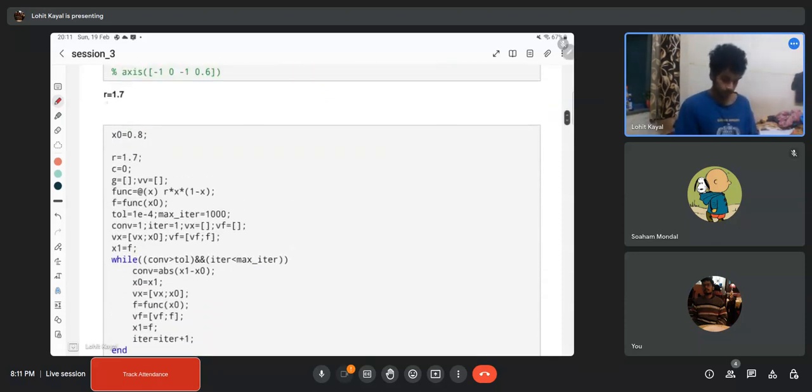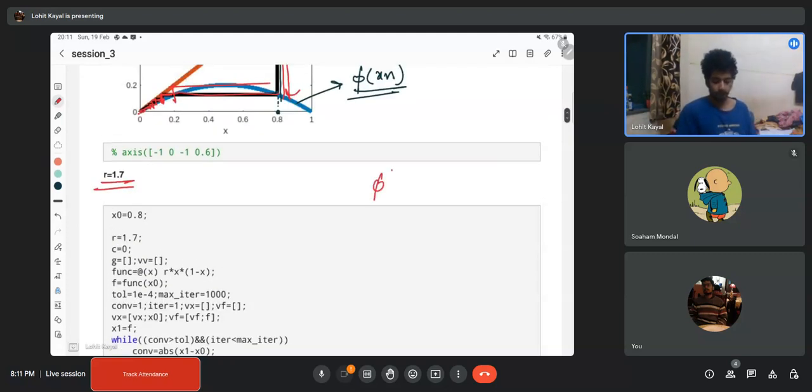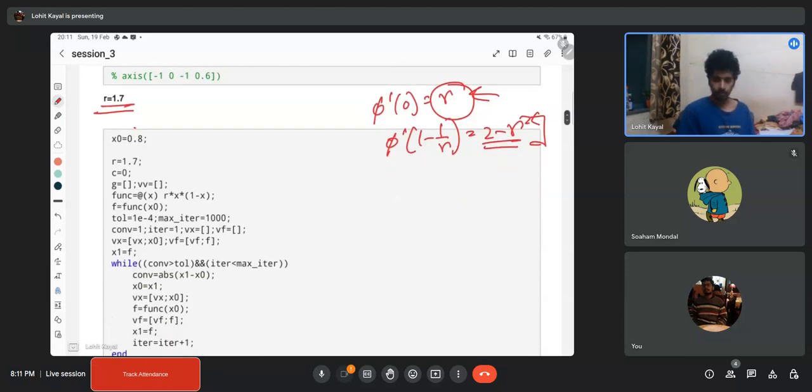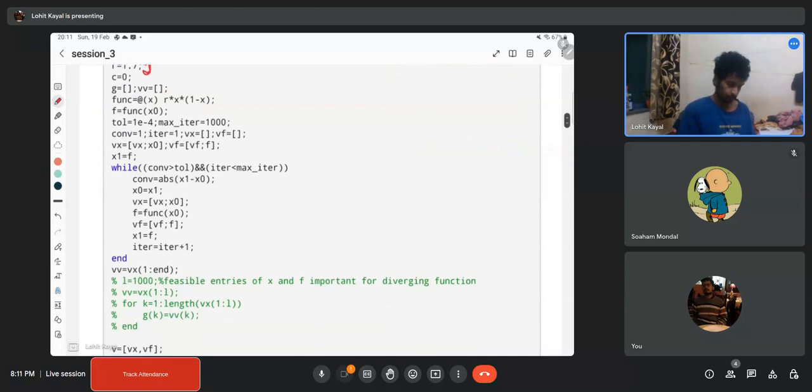Now this is the second one, for r equal to 1.7. Here my phi prime, remember that phi prime of 0 is equal to r, and phi prime of the other solution, 1 minus 1 over r, is equal to 2 minus r. So at 1.7, this is not stable, and the solution will not go to this one; it will move to the other solution. Again, I am using the same code with the same initial guess, but at different values of r.